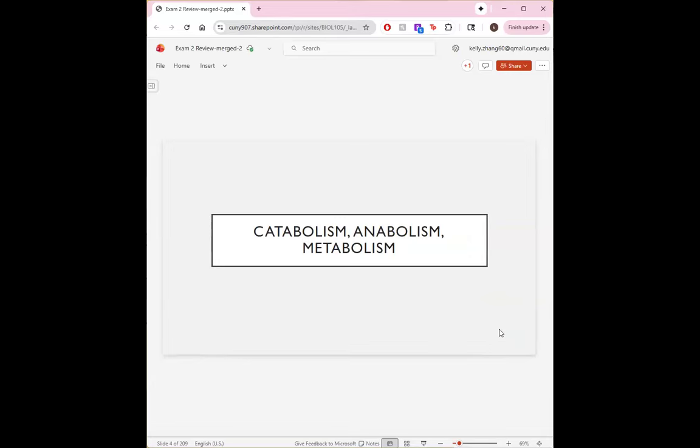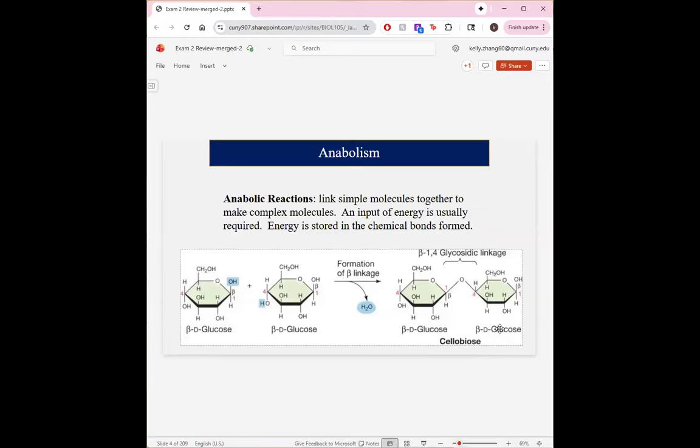Then we have catabolism, anabolism, and metabolism. Anabolic reactions are reactions where complex molecules are made from simple molecules, and captured energy is stored in the newly formed chemical bonds as potential energy. Here we have two simpler glucose molecules, and they become one larger, more complex cellobiose molecule. For anabolic reactions, energy input is required, and these are energy storing reactions.